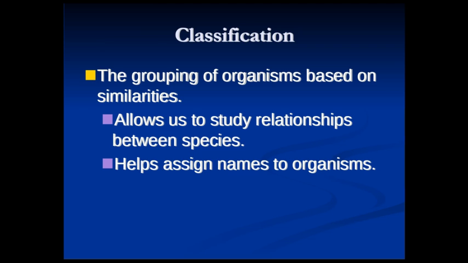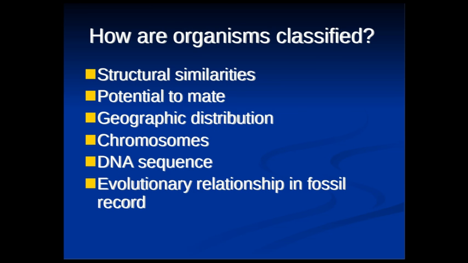So like how did this species here evolve from this one? How did they evolve from a common ancestor? How do they relate to one another in different ecosystems? That type of stuff, all right? And it also helps to assign names, like universal names, to organisms.